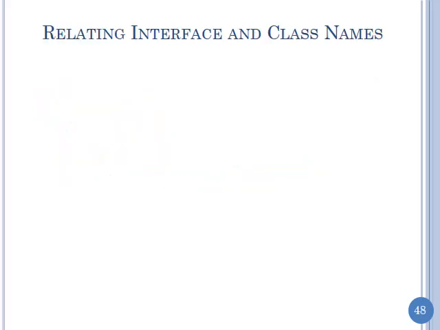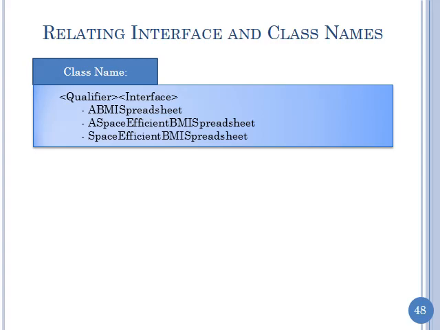Okay. So every time you define a new kind of concept, you have to name that object also. And what's the formula I've been using so far? Given an interface name, the class name is some qualifier preceding the interface name. When I didn't have any other qualifier, I just said A BMI spreadsheet. And when I came up with another one, I said another. Or you can be more descriptive and say space efficient. So some kind of qualification before interfaces.